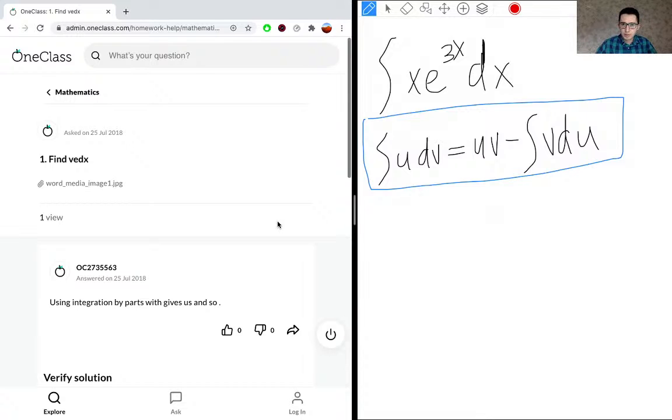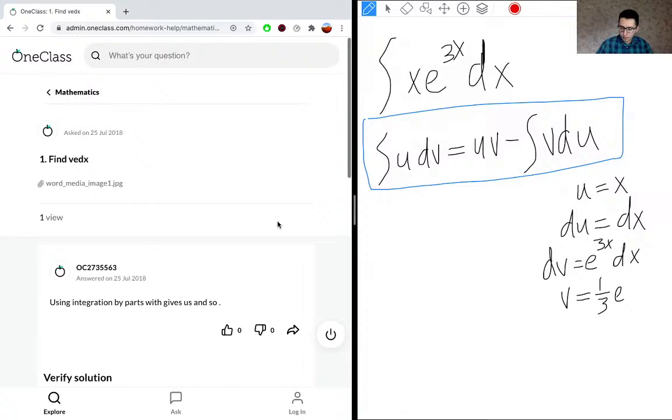So here we essentially just have to define what u and v are. We'll define u as x. If we take the derivative of this, we get du is just dx. And then we'll define dv as e to the 3x dx. If we take the integral of this, we would get v is 1/3 e to the 3x.